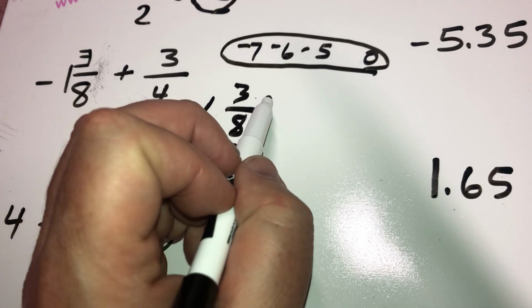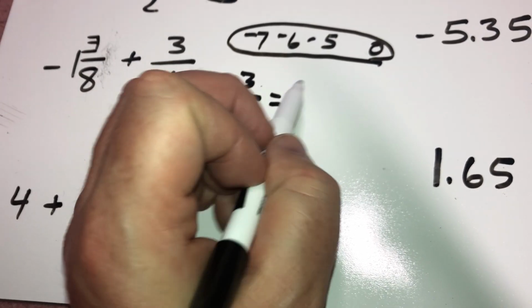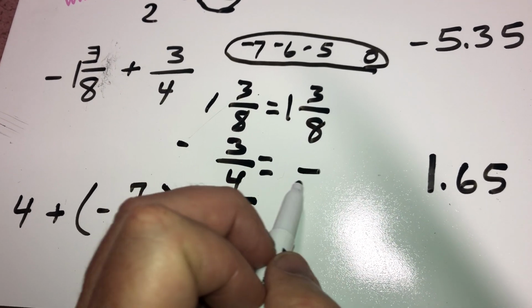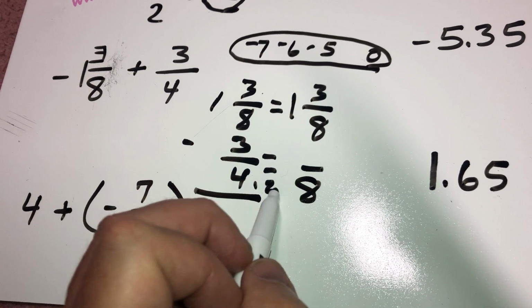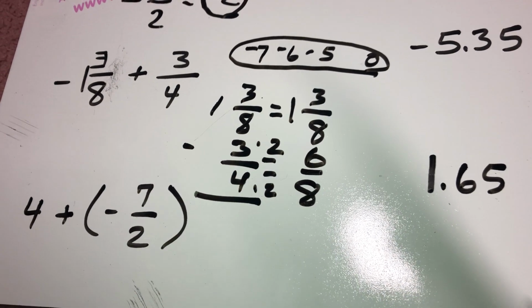Well, I'm seeing 8 and 4, so I'm thinking a common denominator. I'm thinking we're going to keep 1 3/8 the same. The 3/4 is going to become something over 8. 4 times 2 is 8. So I'm going to think 3 times 2 and get 6.